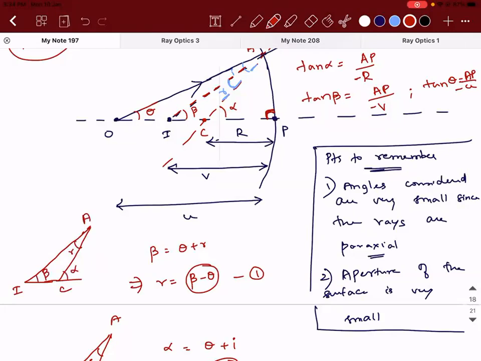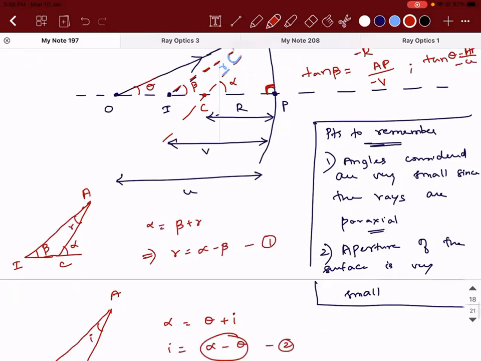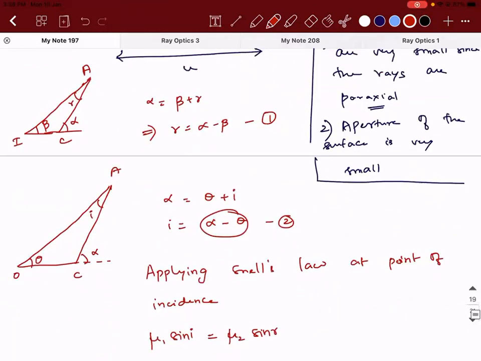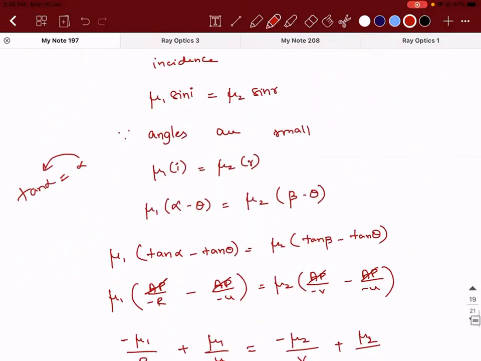So what is the relation? Alpha is equal to beta plus R, which implies R is equal to alpha minus beta. This is 1. So R is equal to alpha minus beta means I should change it here. Alpha minus beta. All other things are okay. No changes in them. So alpha minus beta.